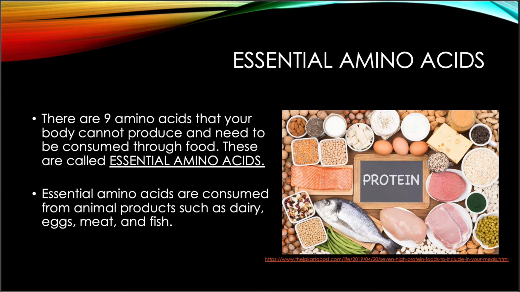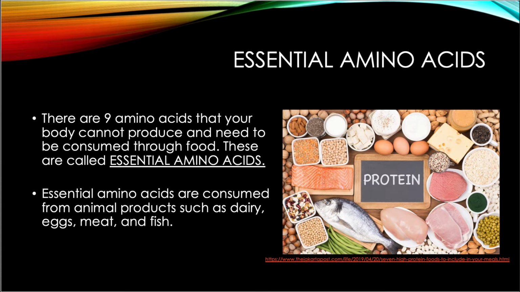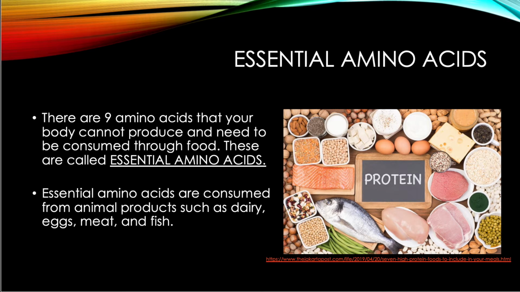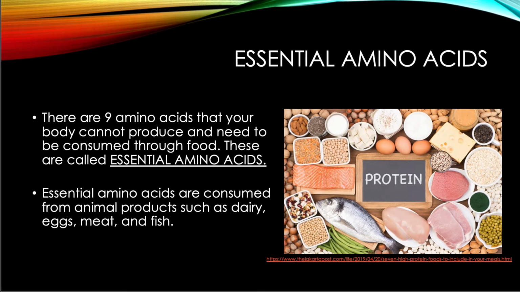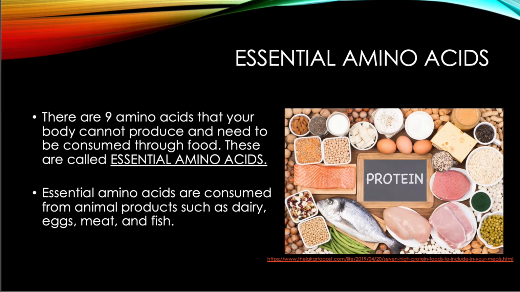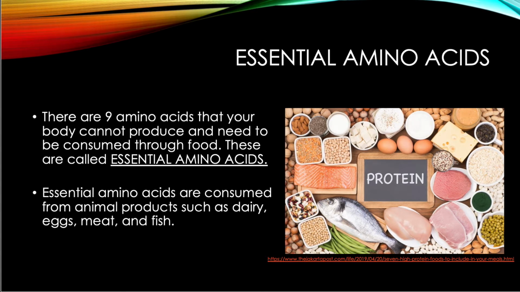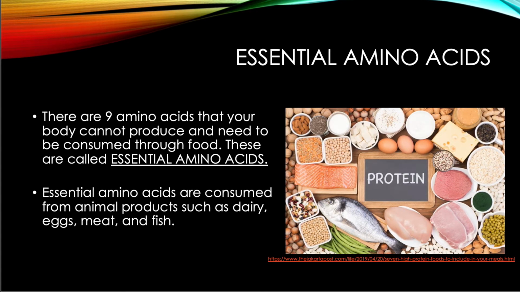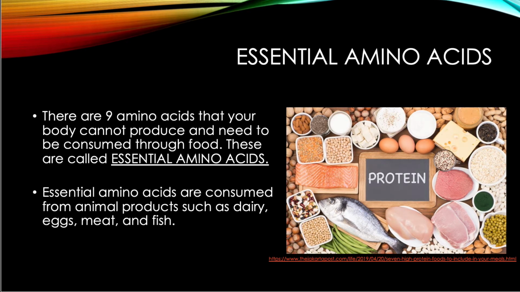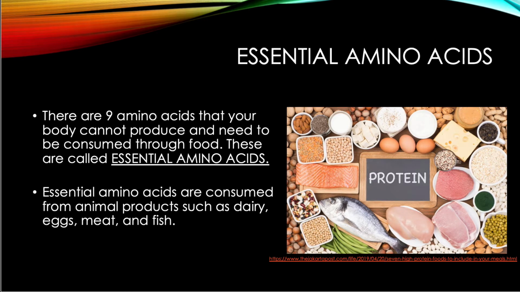As we've seen in the previous slide, your body is able to make 11 of the amino acids needed by your body, so you must consume or eat 9 of the amino acids that your body cannot make. These are called essential amino acids. Essential amino acids are consumed from animal products like dairy, eggs, meat, and fish. We saw earlier that these animal products are sources of protein, and amino acids are what make up protein, so we can see this connection here in what we consume.